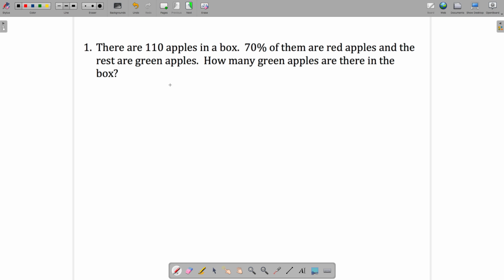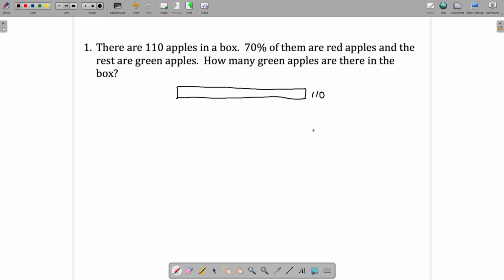There are 110 apples in the box. 70% of them are red apples and the rest are green apples. How many green apples are there in the box? Well, I like to make a diagram to help me organize the information.